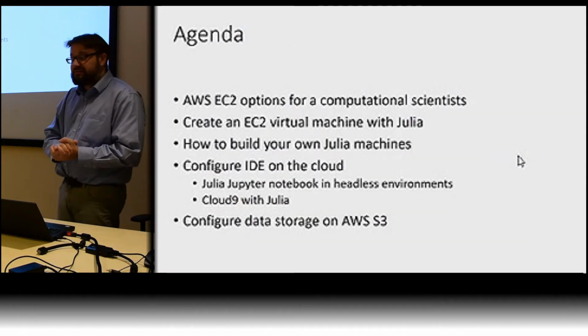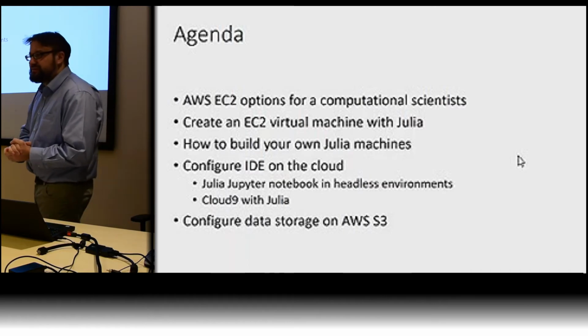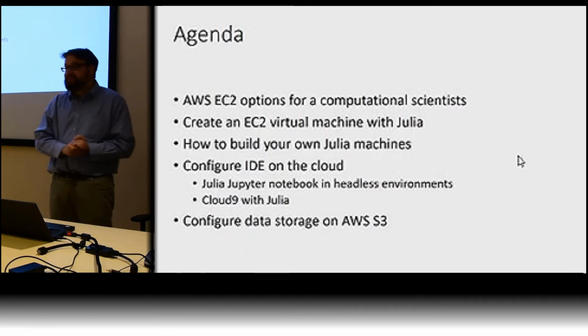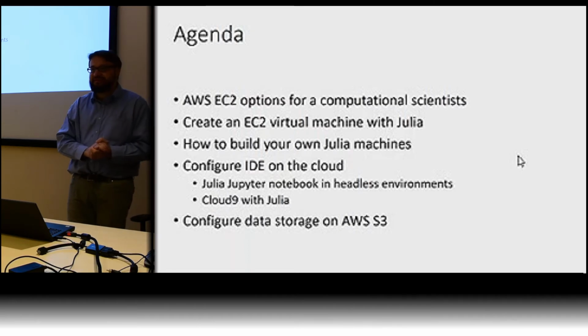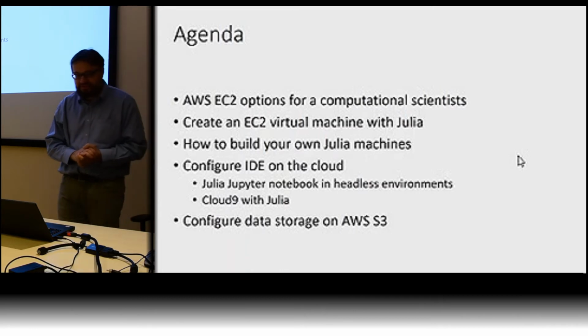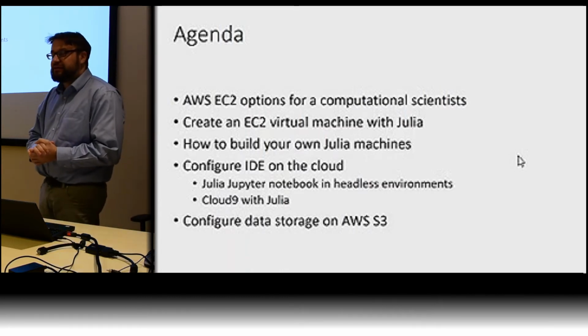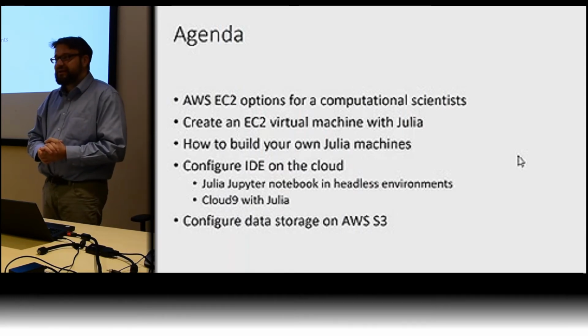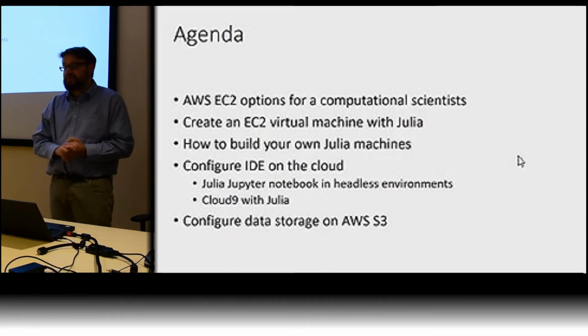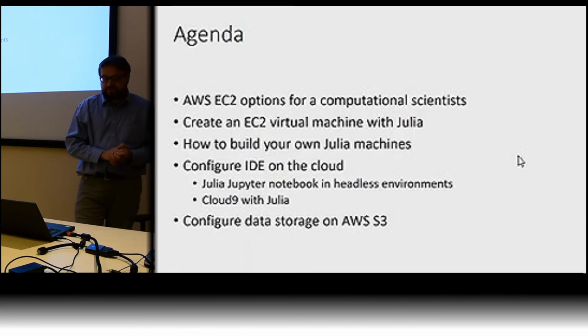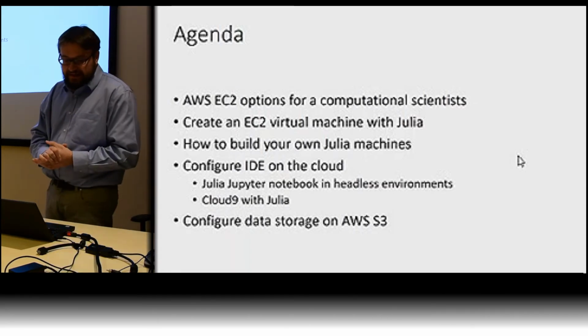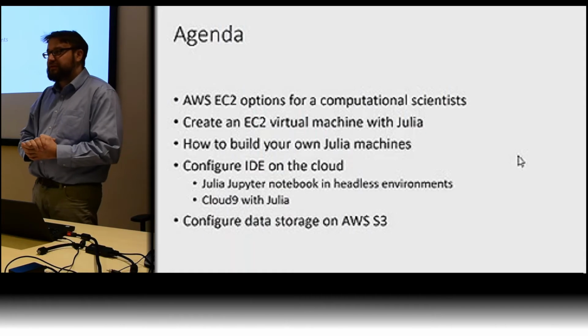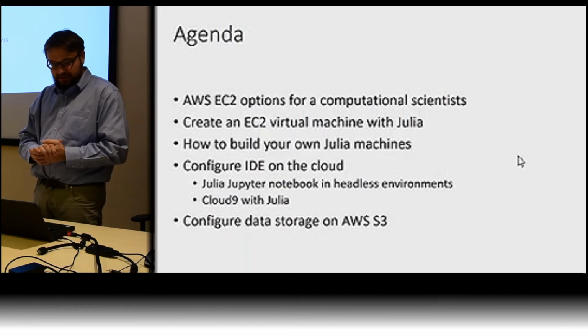Okay, so what is the agenda for today's meeting? First I'm going to look at Amazon EC2 instances from the perspective of computational scientists, and tell you how I'm using those instances to perform computations. Next we are going to create an EC2 instance. EC2 stands for Elastic Compute Cloud, and an EC2 instance in the cloud will be running Julia, and I'm going to tell you what the options are to configure Julia on such an instance. I'm going to talk about how to build your own Julia machine, so how to build Julia on your own.